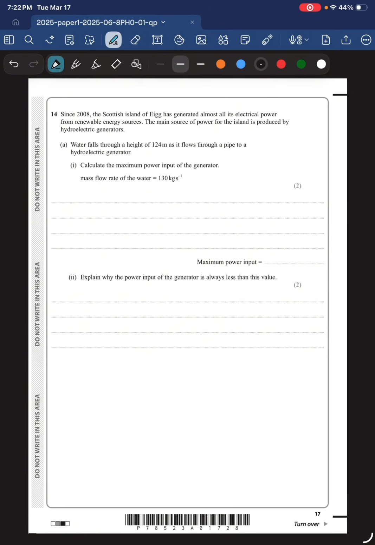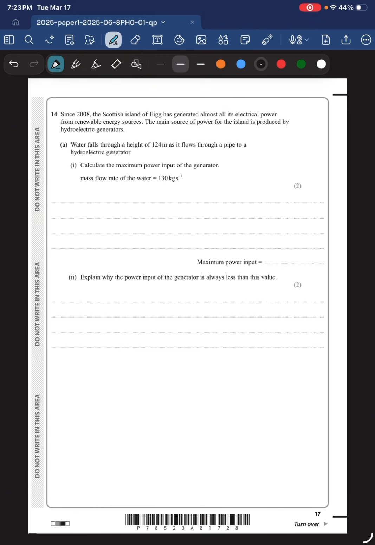Question 14. Since 2008, the Scottish island of Eigg, I hope I pronounced it right. If anyone is watching from this island, let me know in the comments what the pronunciation is like, okay? So in this island, the island of Eigg has generated almost all its electrical power from renewable energy sources. That's admirable. The main source of power for the island is produced by hydroelectric generators.